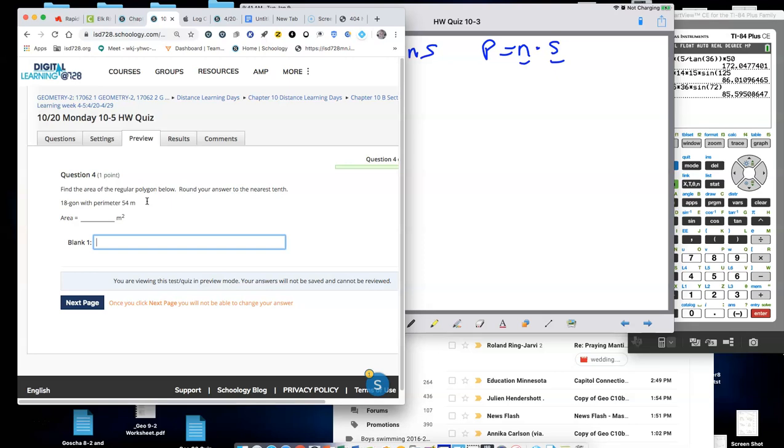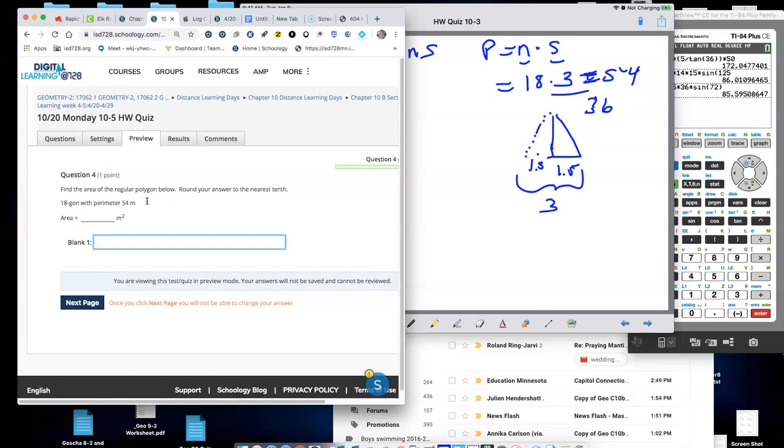In this case, I have an 18-sided figure, and it has 54 as the total perimeter. I could find how long the sides are: 3 times 18 is 54, so I know each side is 3. Or you could take 54 divided by 18 and find 3 if you wanted to. Now, with an 18-sided figure, I have my triangle, and half of the side is 1.5. Remember, the whole thing is 3 along one side of my figure.